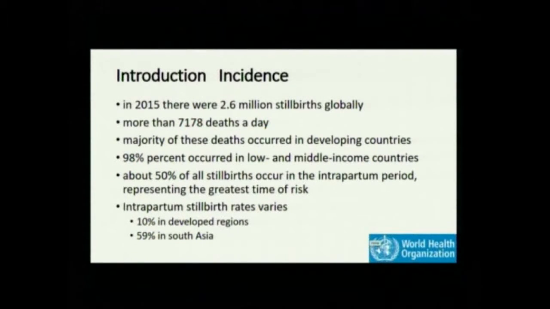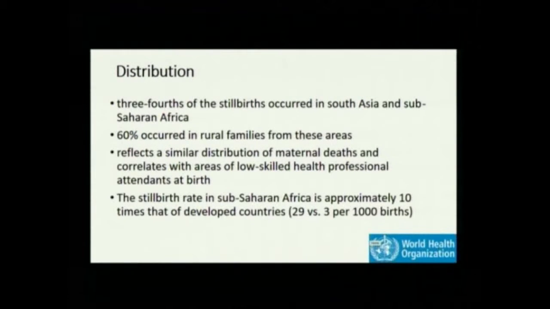Okay? So intrapartum stillbirth rate varies, okay? And in the low income nations, it is almost in the region of 60%. Now the distribution is, of course, 3/4 of all stillbirths occur in South Asia, which of course India is part of, and the sub-Saharan. And of this, 60% occurred in rural families. That means of this, 60% of the stillbirths occurred in the rural setting.